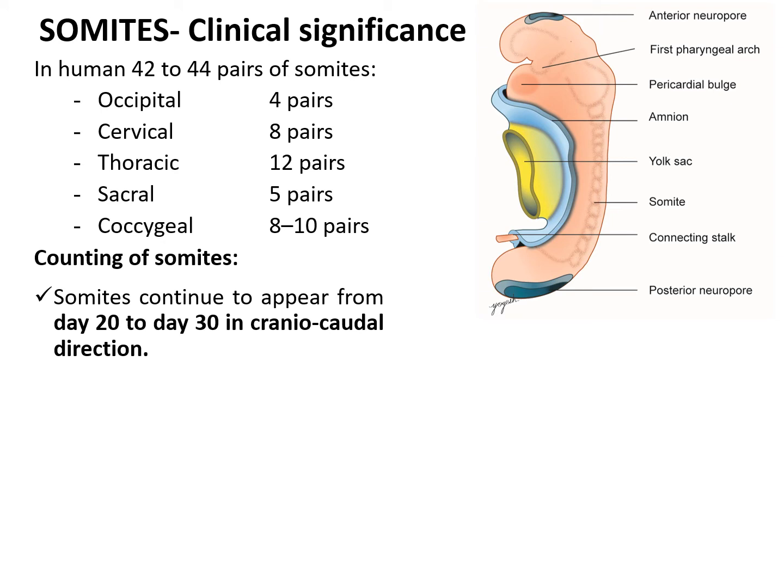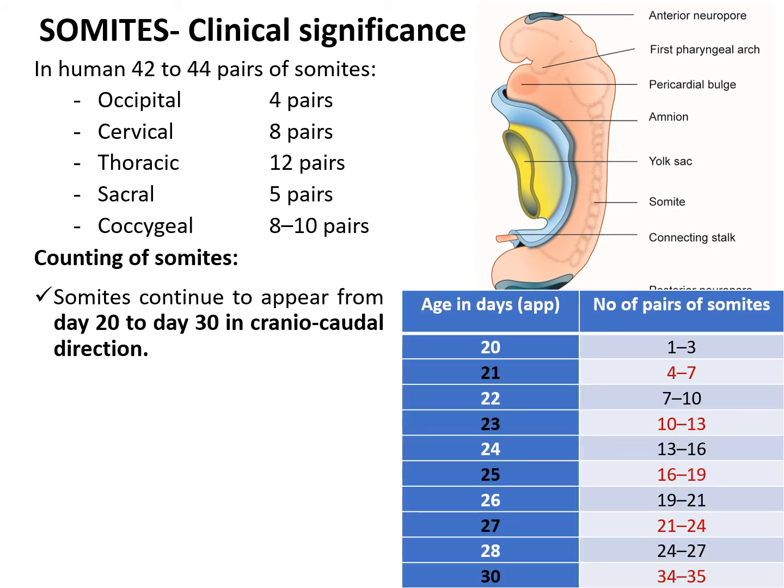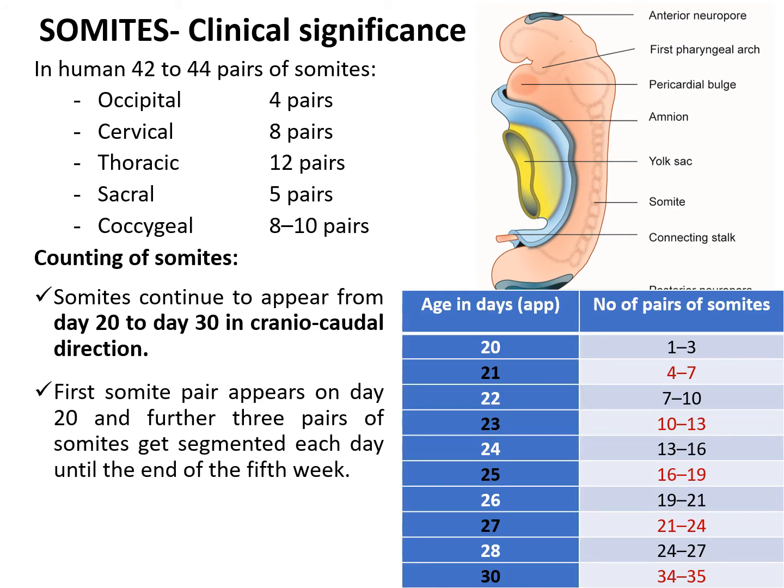These somites appear from day 20 to day 30 in a craniocaudal direction. On day 20, the first pair of somites appears and further 3 pairs are segmented or added each day until the end of the 5th week. Hence, the number of somites gives an idea about the estimation of the fetal age approximately in days.